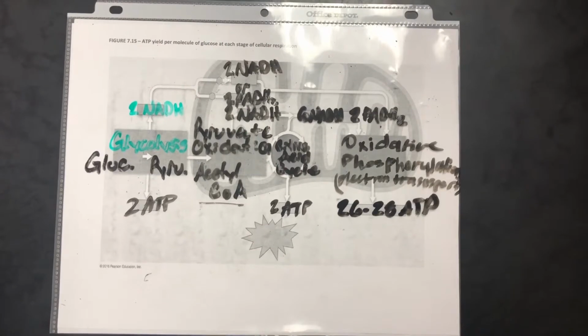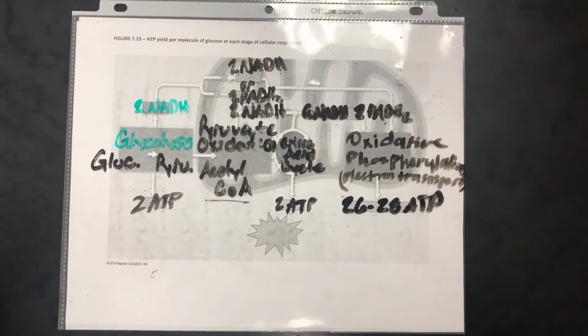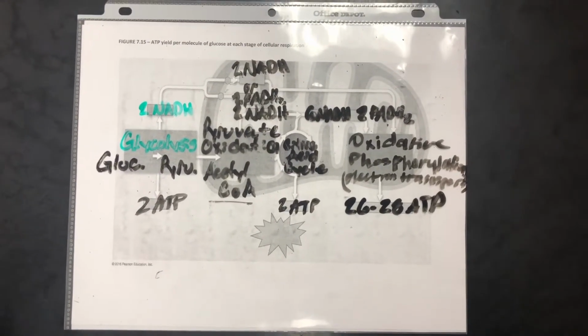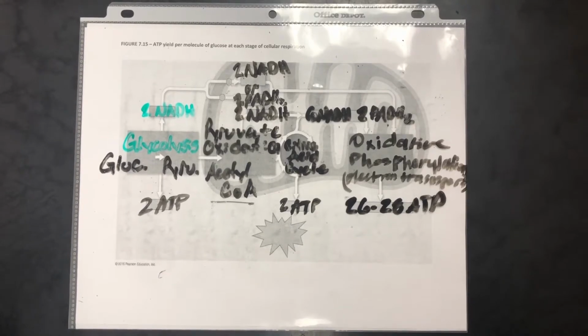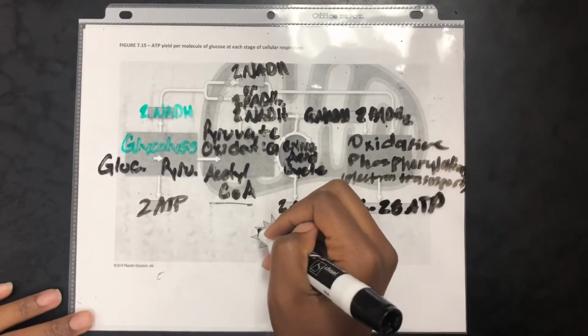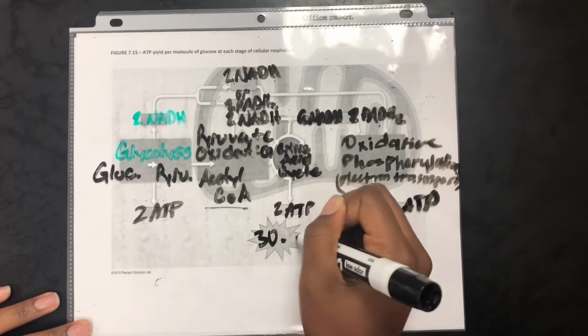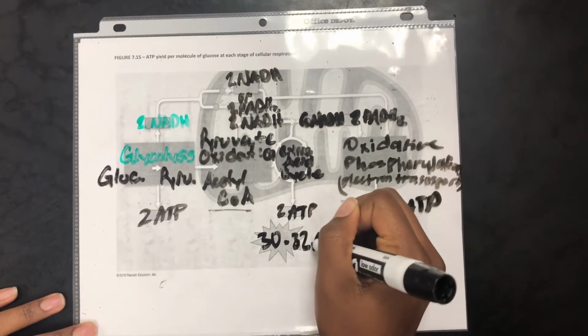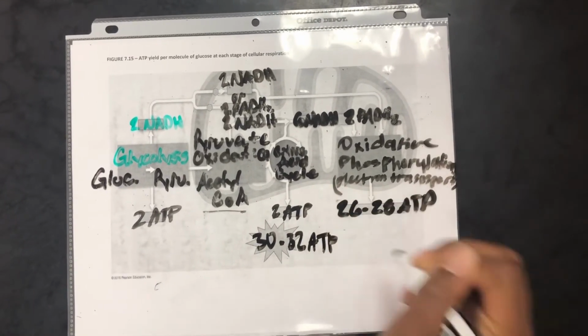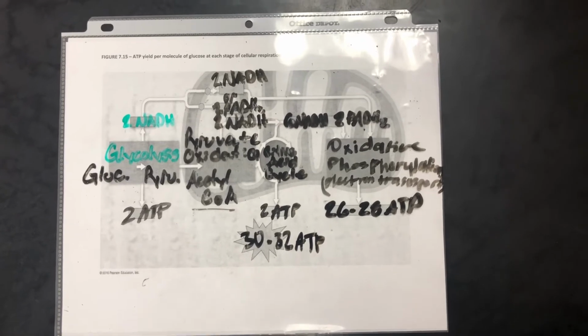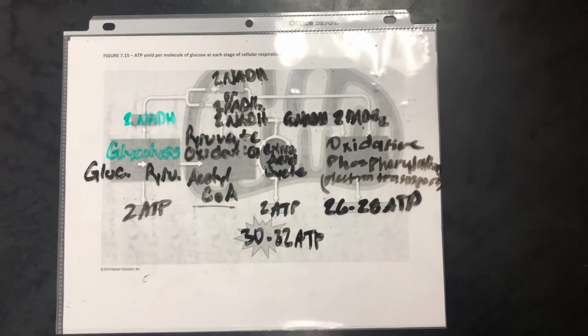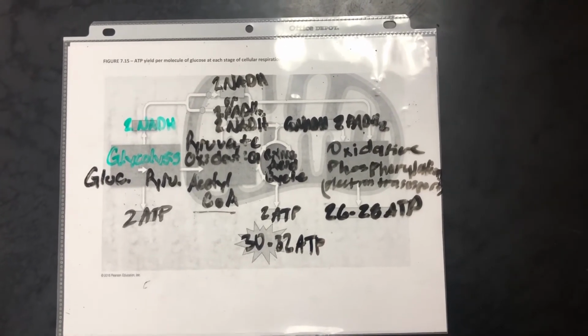Glycolysis and the citric acid cycle only produce 4 ATP out of the total 30 or 32 ATP produced in respiration. The remaining ATP comes from oxidative phosphorylation powered by either NADH or FADH2. In this process, electron transport and chemiosmosis occur.